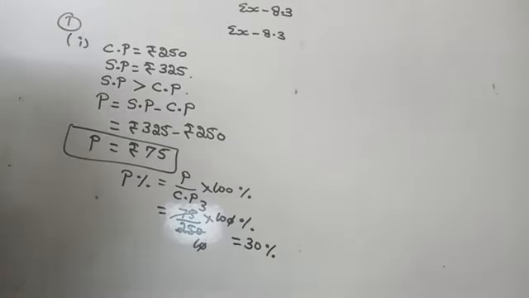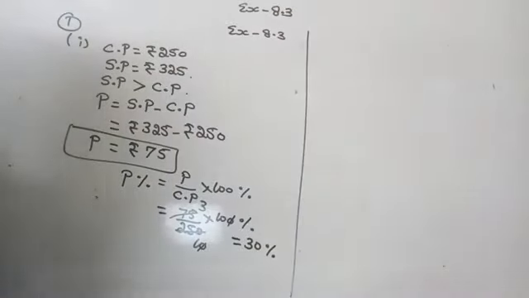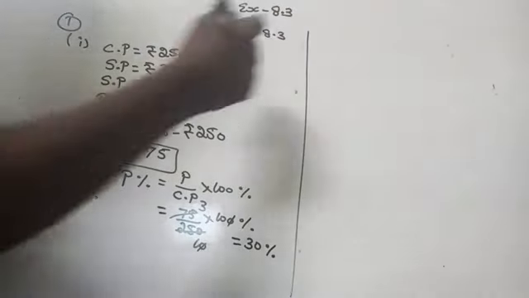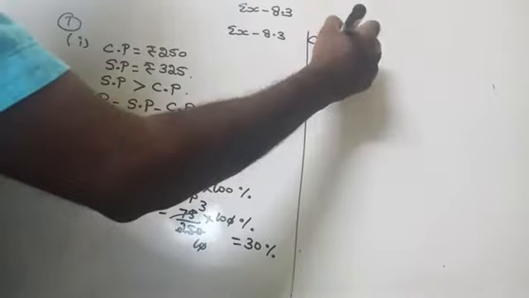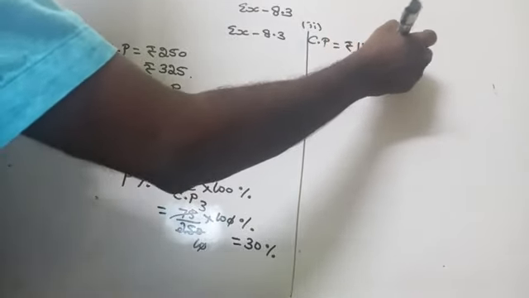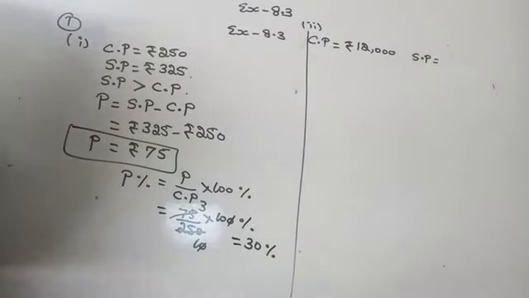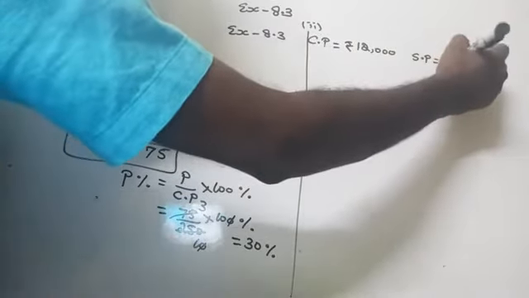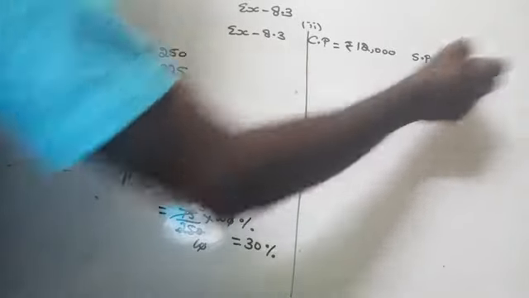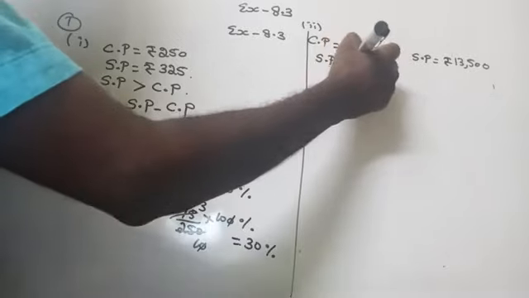It is given a refrigerator bought for rupees 12,000 and sold at rupees 13,500. The refrigerator bought for 12,000, that is the cost price. And sold it for rupees how much? 13,500. Selling price is 13,500. Here that selling price is what? More than the cost price. So he made a profit on it.